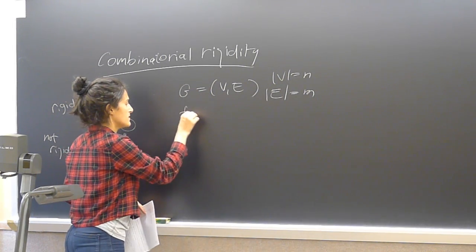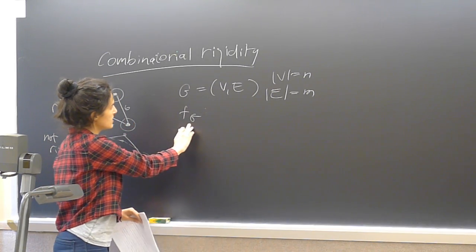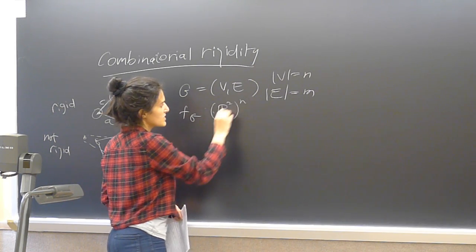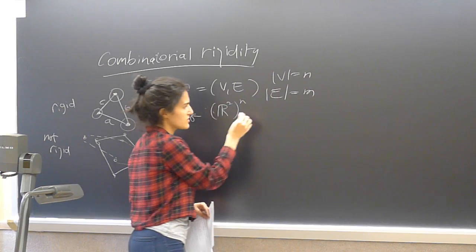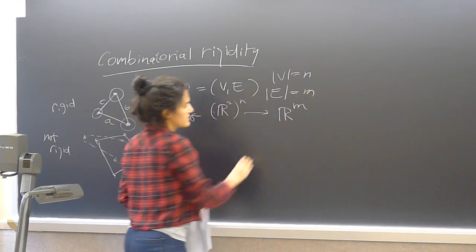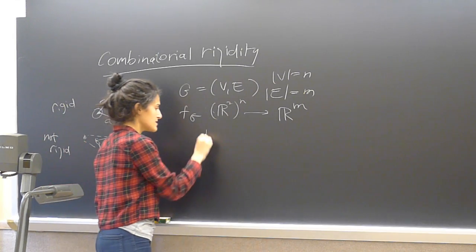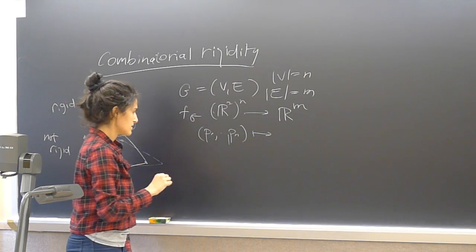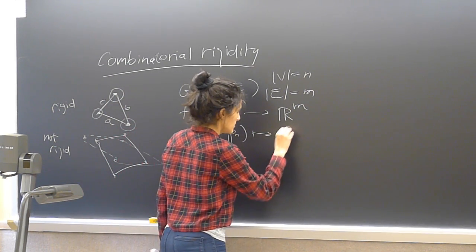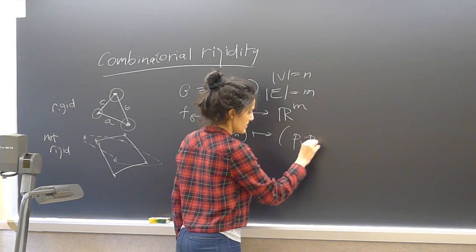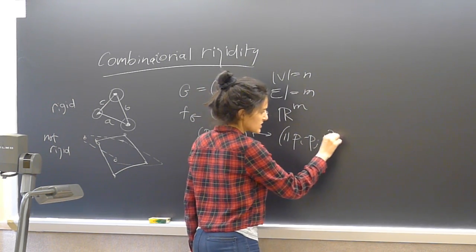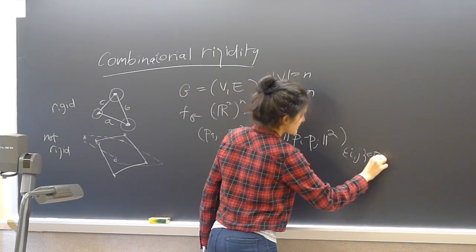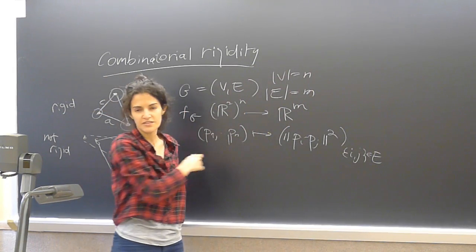And I consider this map. Given a graph G, I look at a sequence of n points in the plane. I think of it as an embedding of the vertices of the graph, and I return some vector in Rm. What it does is it takes the n points and returns the distances, the squared distance between p_i and p_j, squared because I want it to be algebraic, for every ij which is an edge in the graph. The vertices are, say, the numbers 1 to n.